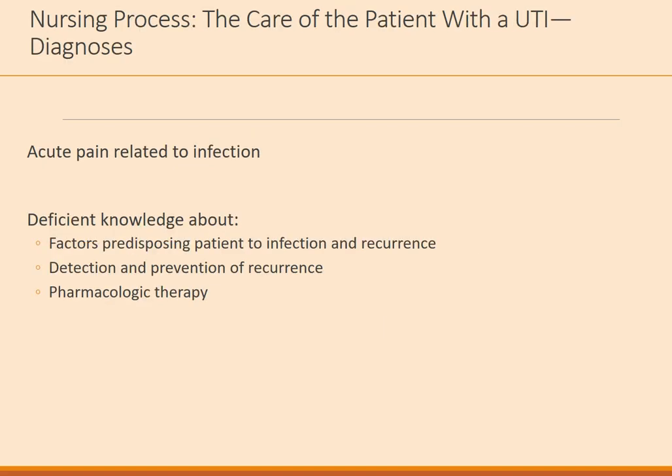As far as nursing diagnosis, we've got acute pain related to infection. We've got deficient knowledge about factors predisposing the patient to infection and reoccurrence. We've got deficient knowledge about detection and prevention of reoccurrence. We've also got deficient knowledge about pharmacological therapy. So a lot of things I want you to think about. Deficient knowledge, factors predisposing the patient to infection and reoccurrence.